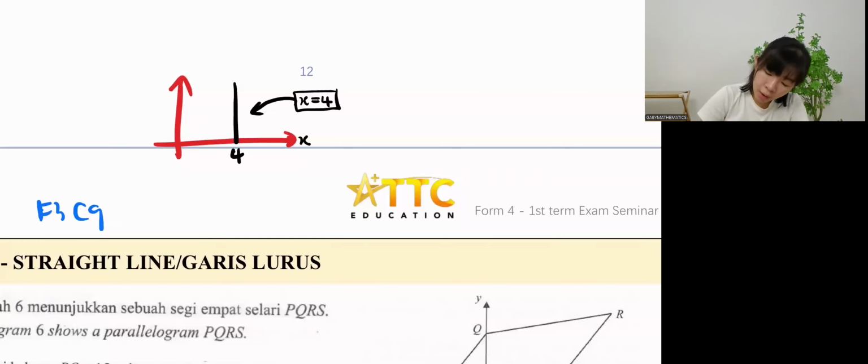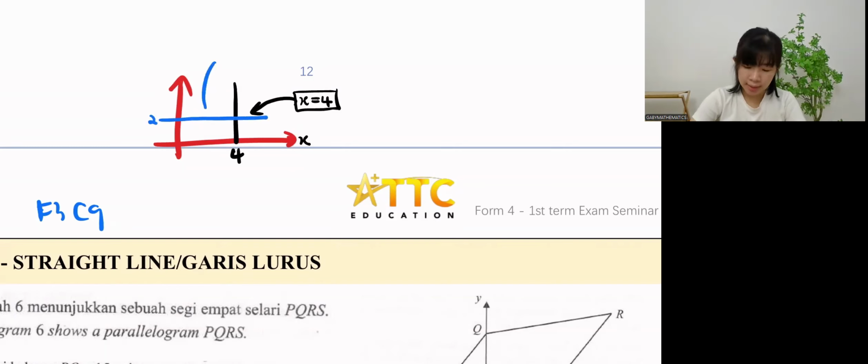When I have a horizontal line, 2. What is the equation of this line? What is the equation of this line? When it is a horizontal line, it touches the y-axis. It touches the y-axis at 2. So this is called y equals 2.